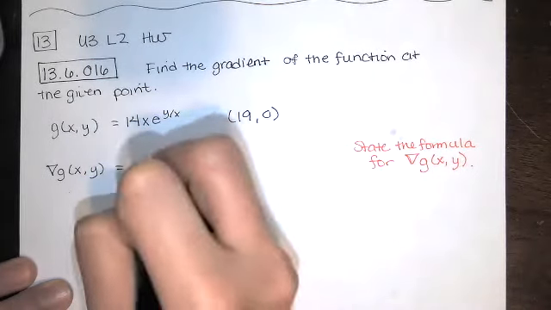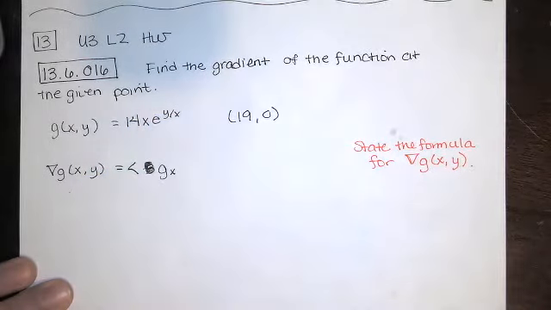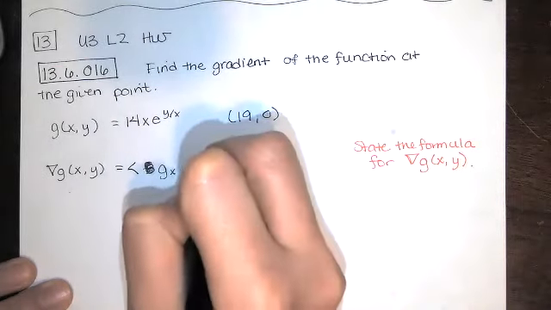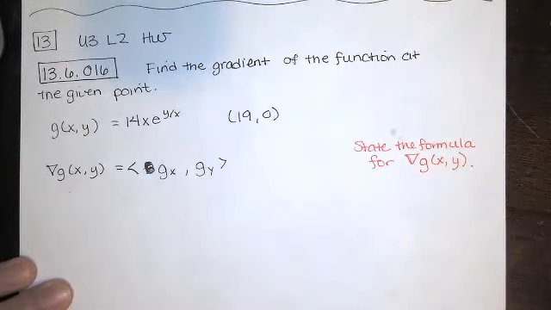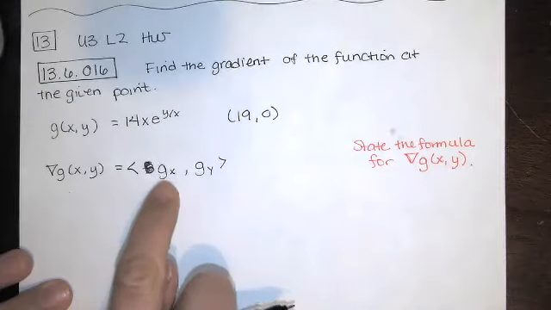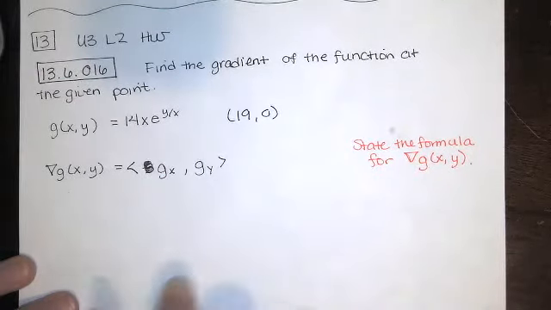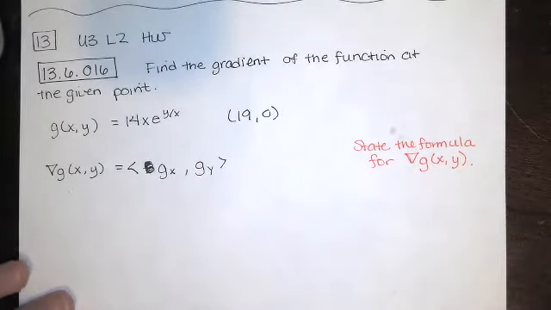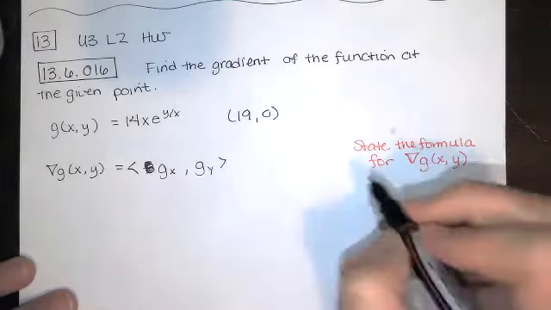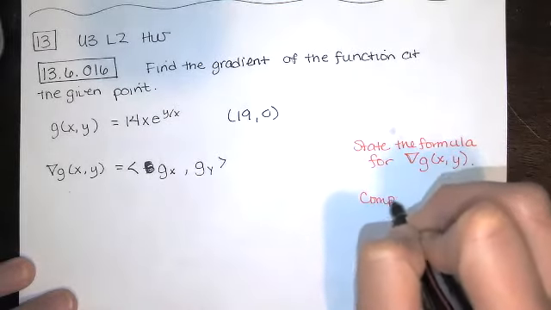Oops, I used F instead of G. So I have the partial of G with respect to X there, and the partial of G with respect to Y there. So we just need to compute this partial derivative and this partial derivative. We'll substitute those in, and then we will evaluate those at the point 19, 0. Okay, the next thing we do is compute the partials.